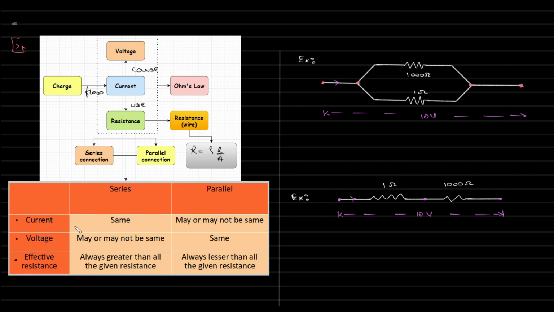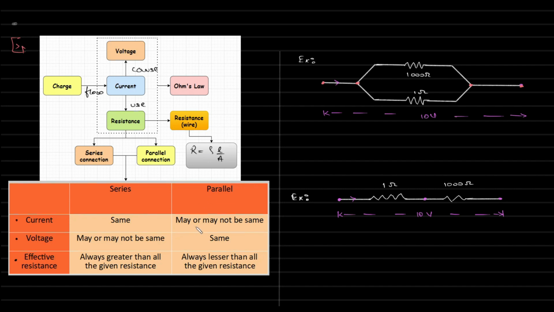In terms of current, when it comes to series connection, the current remains the same. Whatever current flows through one resistor, the same current will flow through the other resistor. Doesn't matter what values they have. Say I have 1 ohm and 1000 ohm. Even though there is such a huge difference, the same current will flow through.